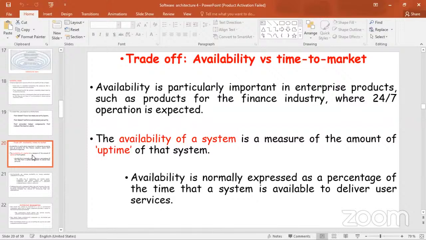Availability is normally expressed as a percentage of the time that a system is available to deliver user service. That means it is critical for the banking sector, or any other sector that provides 24-hour services, to be on at all times.